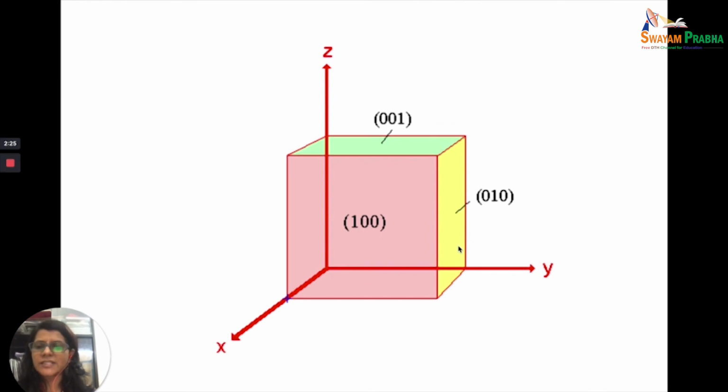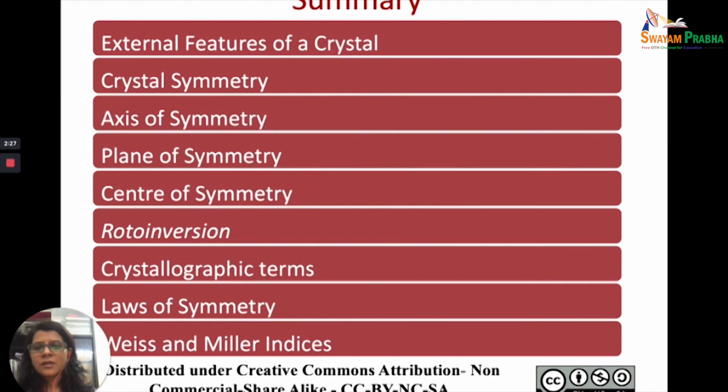So with this, you have an idea of what kind of planes are there. Now today, what have we done? We've talked about the external features of a crystal. We've taken a look at the elements of symmetry in crystals. We've talked about axis of symmetry, plane of symmetry, center of symmetry. We've also talked about the rotation inversion symmetry, also called roto-inversion. We have taken a look at the crystallographic terms used in defining a crystal. We've talked about the 3 laws of symmetry, and we have learned how to calculate the Weiss indices and the Miller indices.